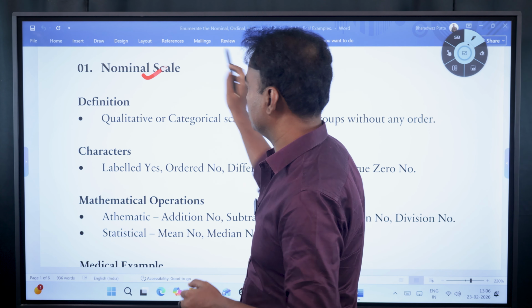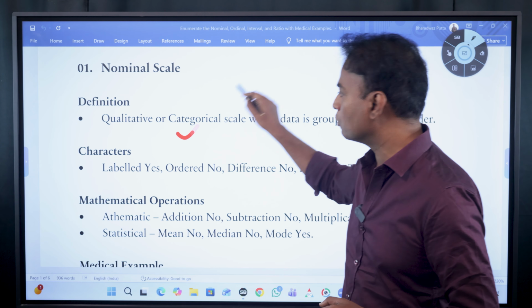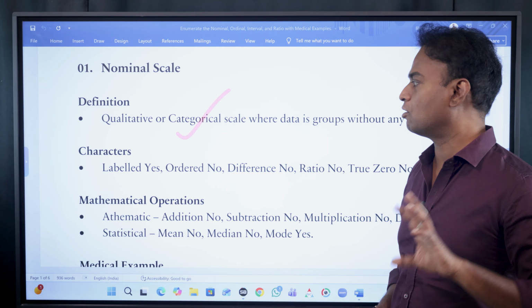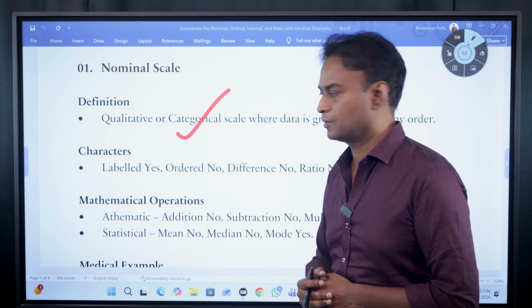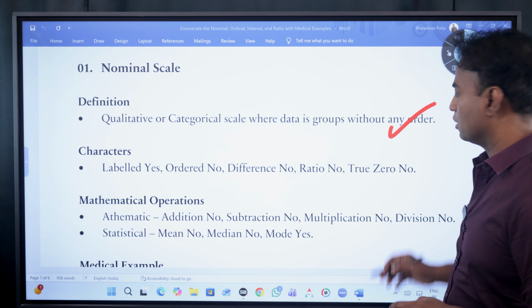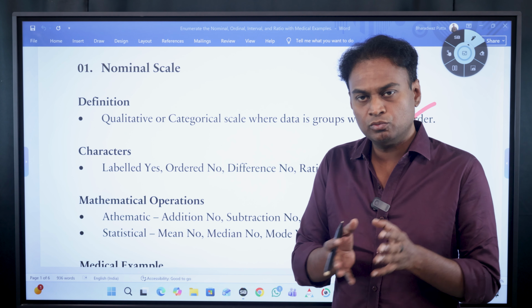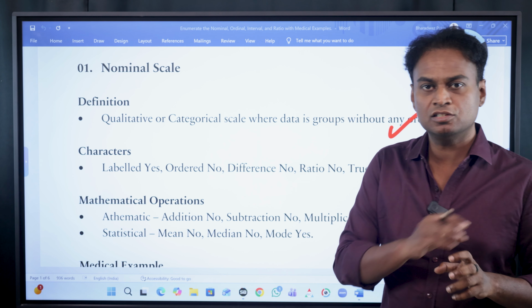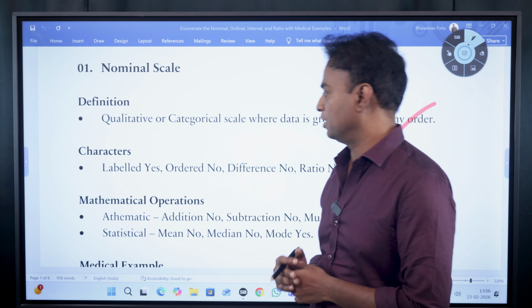First one is nominal scale. What is nominal scale? It is a qualitative or categorical scale. Only categories or qualities of the data set can be seen here. Whether this data can be grouped or not without any order. You have data, this can be grouped into different groups and there is no particular order. Such type of data is measured in nominal scale.